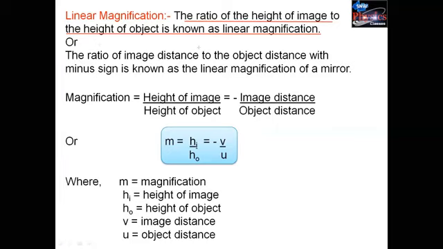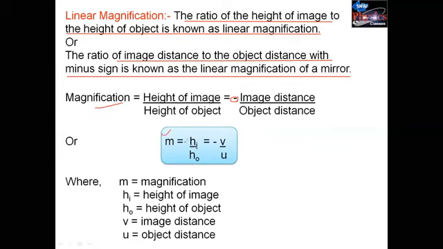Or फिर हम लोग दो तरह से इसको डिफाइन कर सकते हैं, the ratio of image distance to the object distance with minus sign. Okay, in the case if we find out the ratio of object distance and image distance, then we have to put here the minus sign. Let us see the mathematical expression of it. Okay, magnification is equal to height of image by the height of object, also image distance by object distance with a negative sign. यहाँ पे हम लोगों ने negative sign लगाना है.